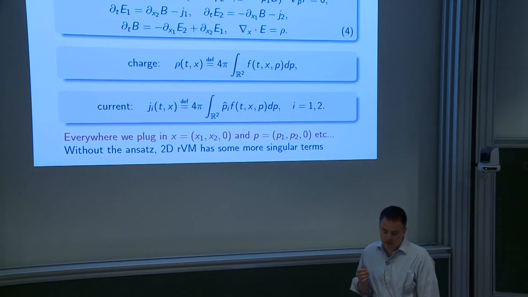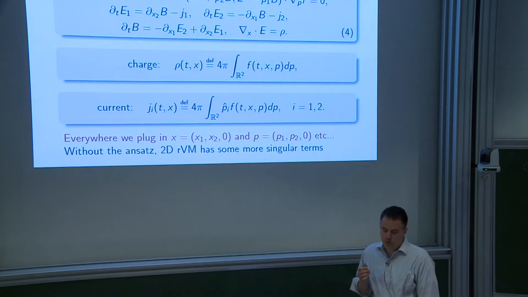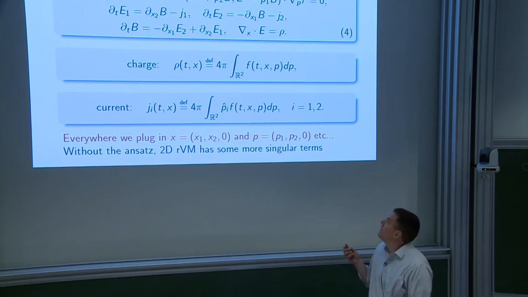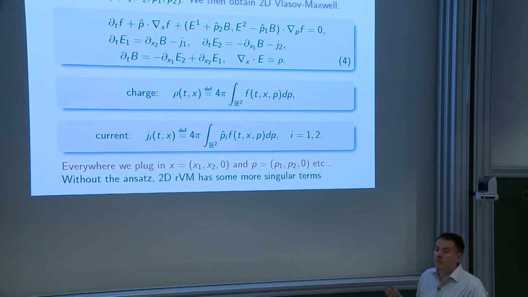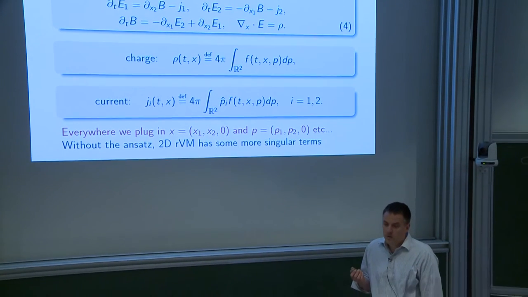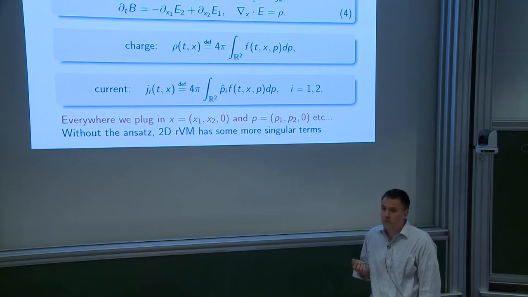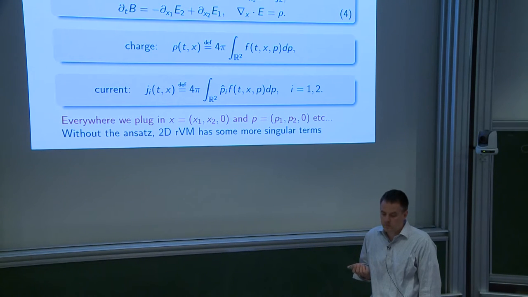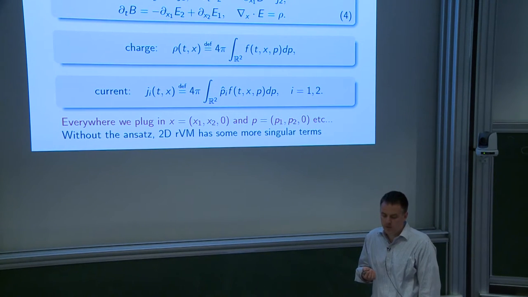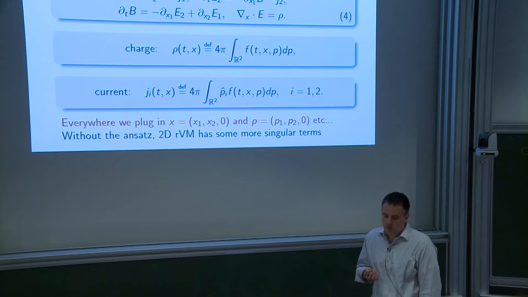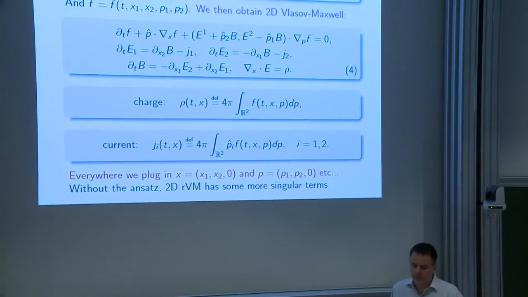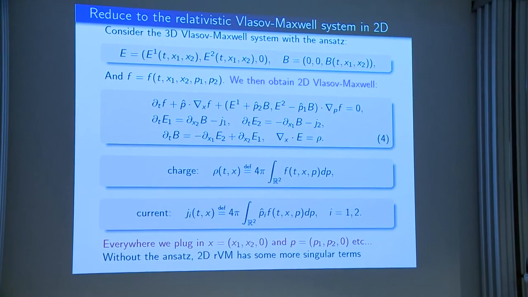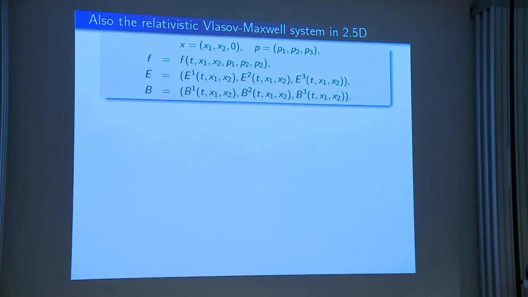I should point out, to be honest, that this is not full 2D relativistic Vlasov-Maxwell. If you don't make this ansatz at the top, if you just assume everything doesn't depend upon the third variable, then you get more singular terms, and for that system, as far as I know, nothing is really known, because the more singular terms are actually fairly singular. But this is what we're doing, and this reduction is propagated by the system. So we can honestly do 2.5D, so that's better, but this is what you do in 2D.